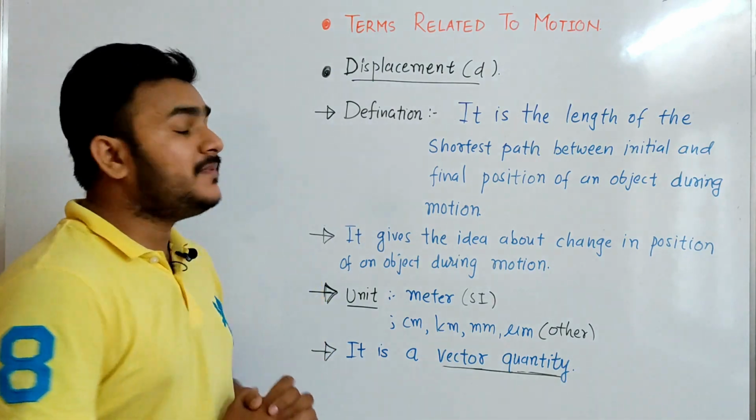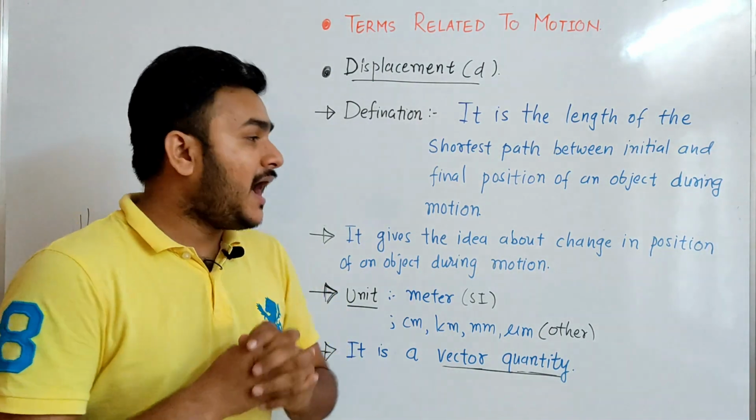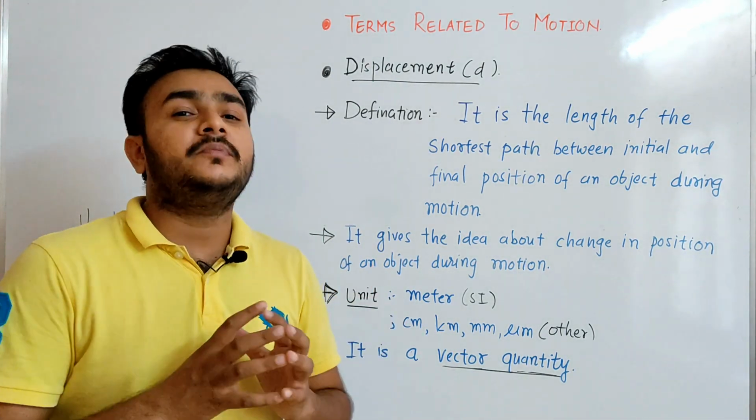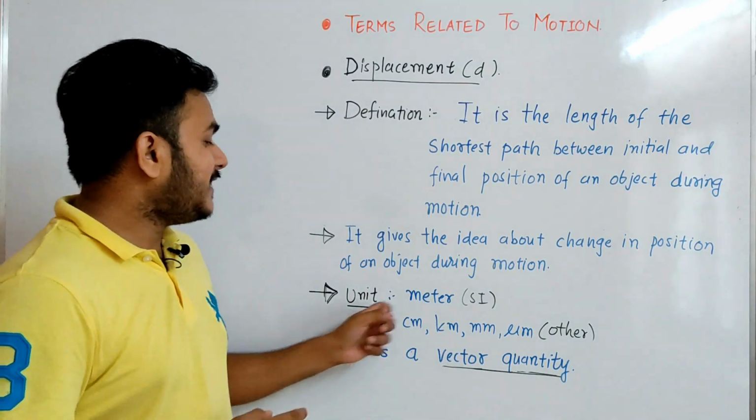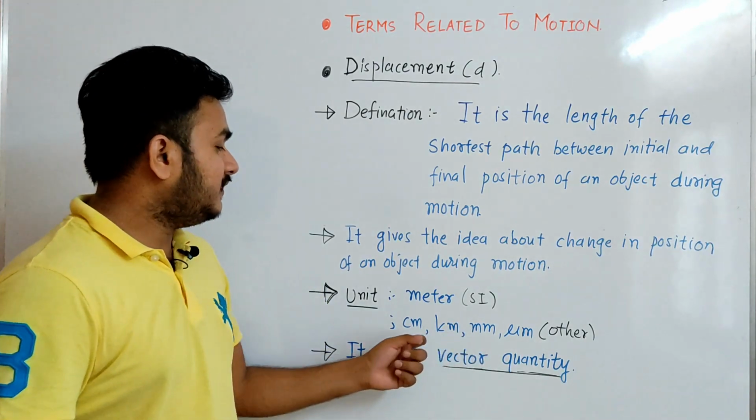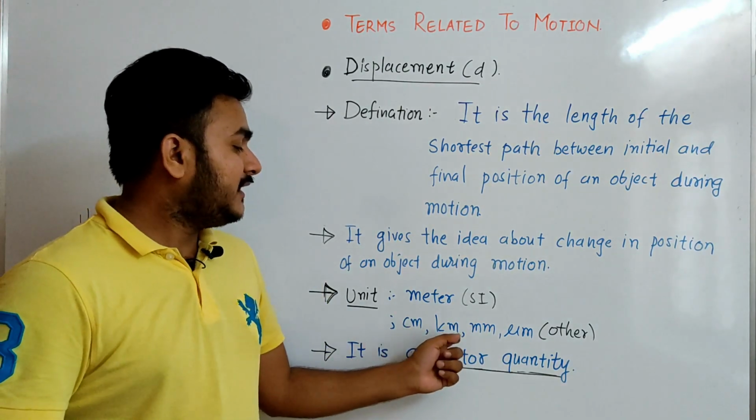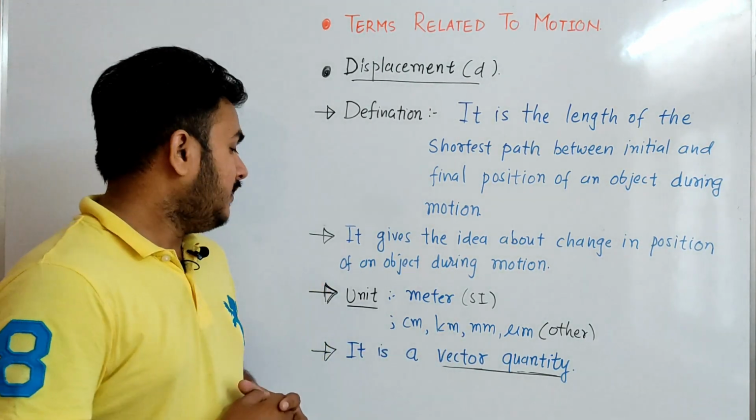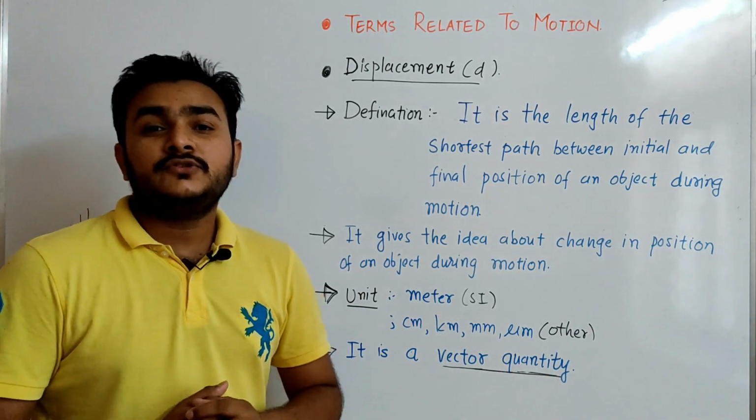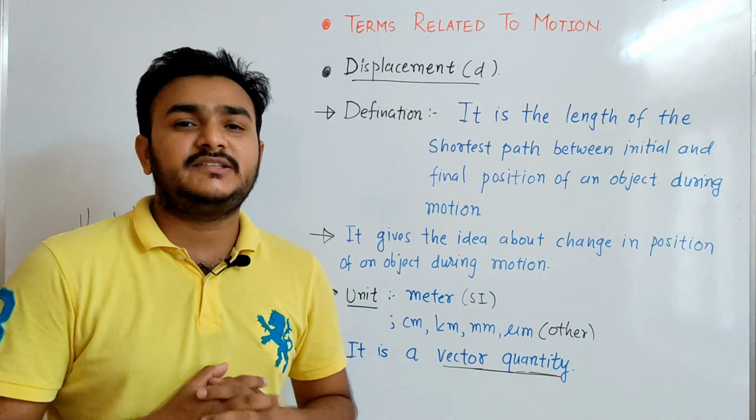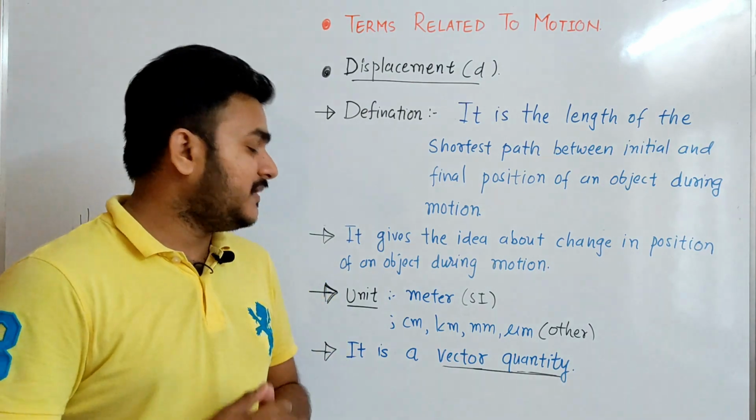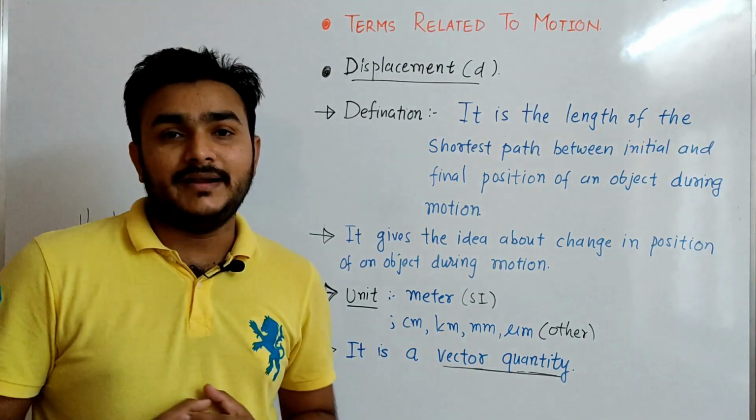So basically displacement gives you the idea how the position of an object is displaced during the motion. Its SI unit is meter, other units are centimeter, kilometer, millimeter, and micrometer. It is a vector quantity. So along with the magnitude of the displacement, we have to specify the direction of the displacement as well. So it is a vector quantity.